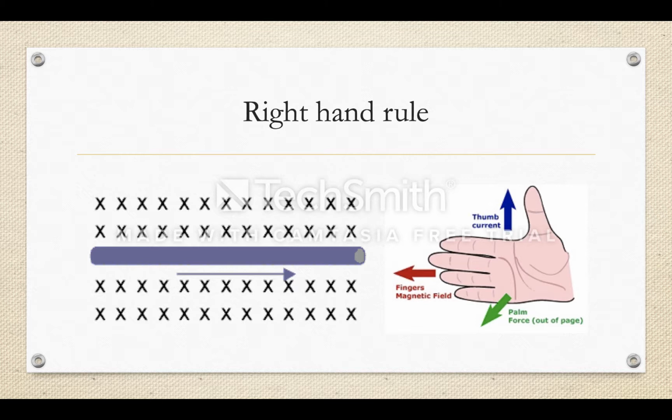If you want to see the direction of the net force for the current flowing perpendicular to the magnetic field, then you can use the right-hand slap rule. The direction that the thumb is pointing shows the direction of the conventional current through the wire. The fingers point in the direction of the magnetic field and the palm points in the direction of the magnetic force.